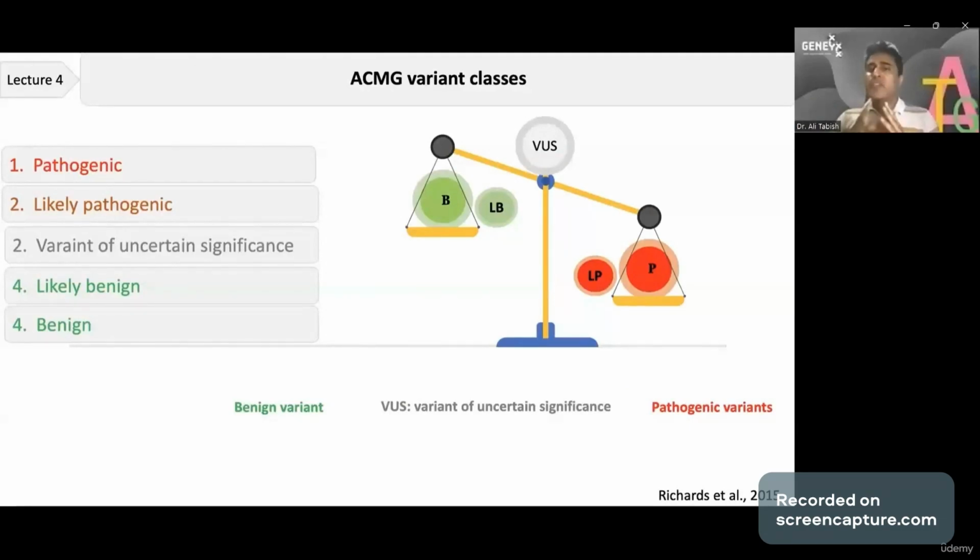The pathogenic variants are the ones where we have 99% certainty, this statistical evidence that this variant leads to this disorder. Then there is likely pathogenic, where we have more than 90% certainty, more than 90% likelihood that this variant will lead to the disease.